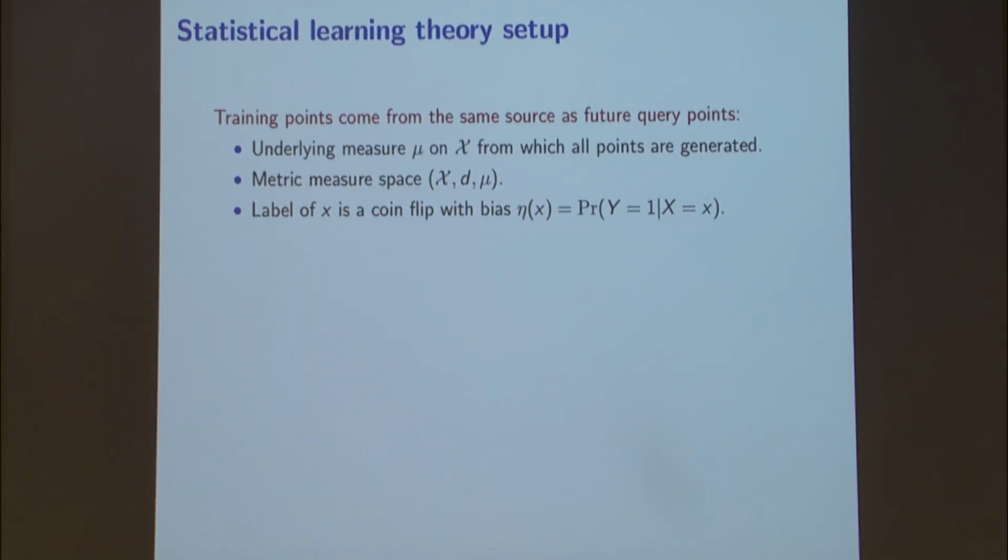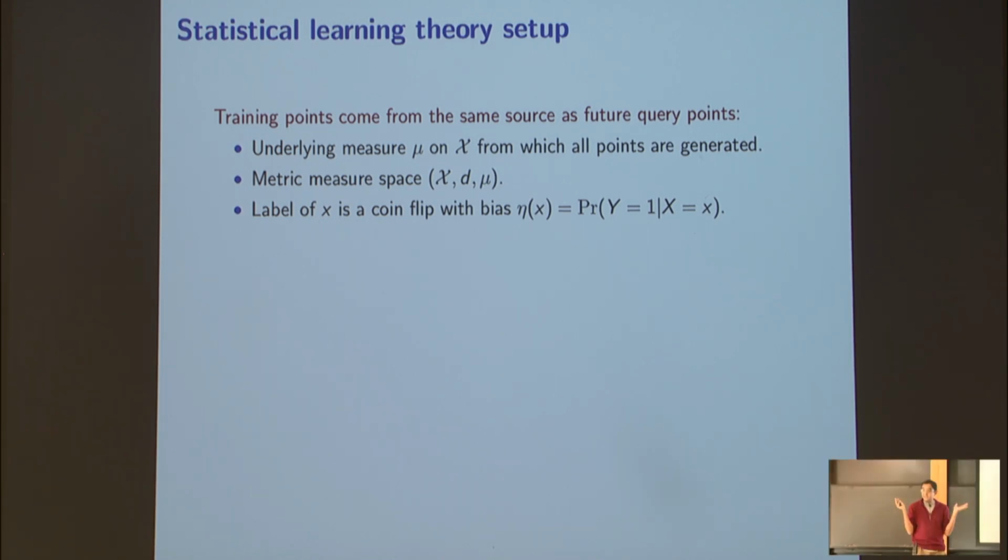Okay, so now you have this training set, and then you have future points. And why would the training set help you with future points? What is the connection between them? The usual way this is formalized is what's called the statistical learning model, where you say the connection between the training set and future data is that they all come from the same distribution. We don't know what it is, but there's this underlying distribution from which all points are drawn. And this is what makes learning possible.